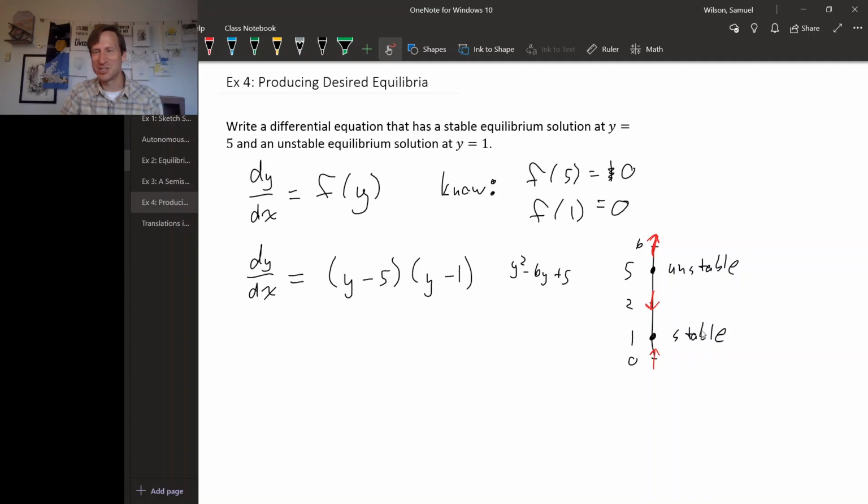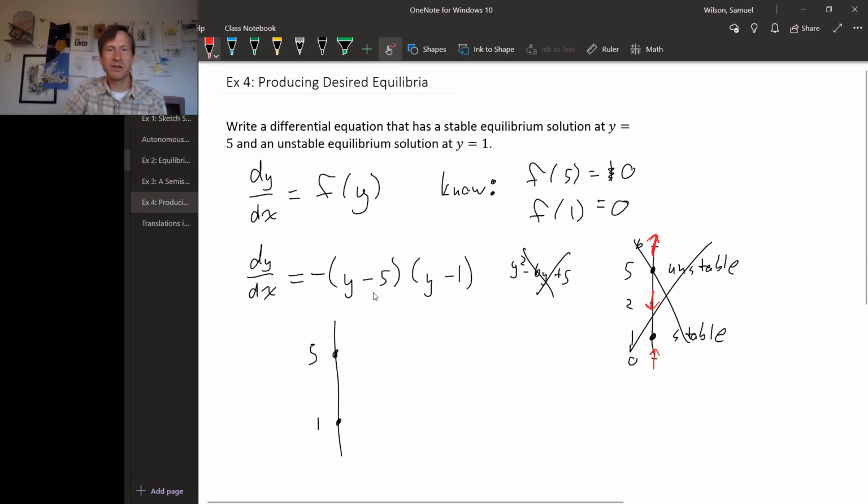But there's a nice way to switch these. Just because we have the stability backwards, all we need to do to fix this is make what was positive negative and what was negative positive. So just throw a minus sign in front of it. And now if we redraw the phase portrait, I won't go through all the steps, but if we work out some sample points, the phase portrait comes out like this. Down at the top, up in the middle, down at the bottom. And that does give us an unstable equilibrium at 1 and a stable equilibrium at 5, just like we wanted.